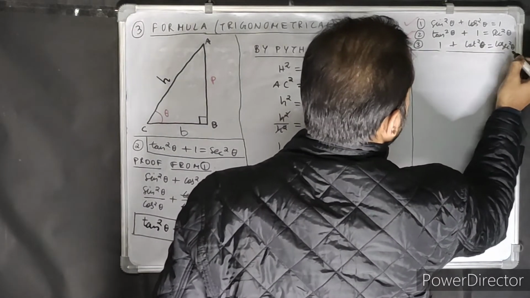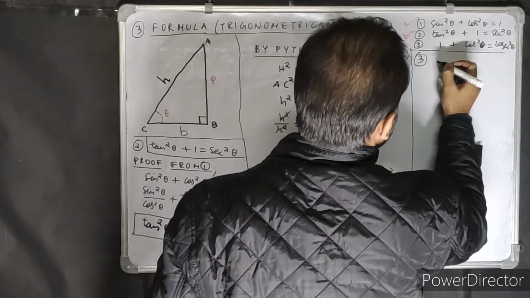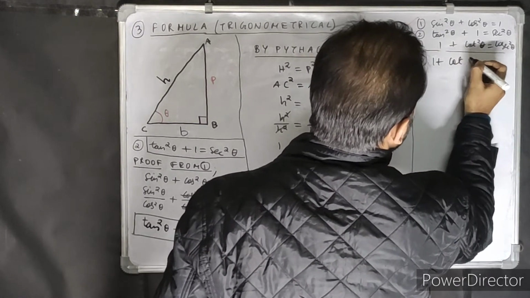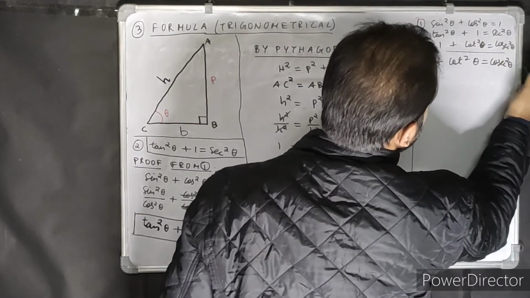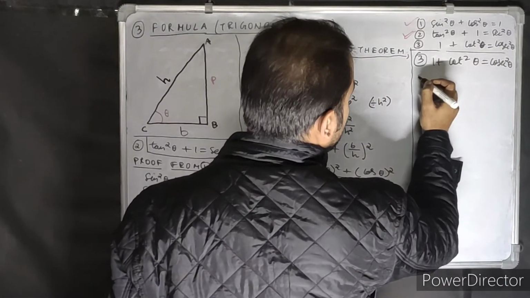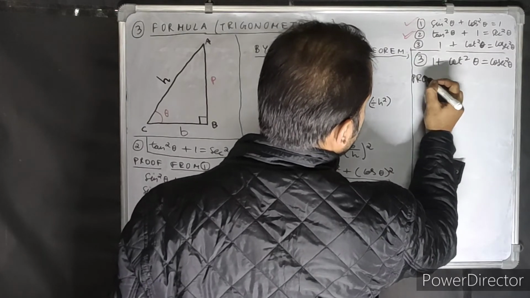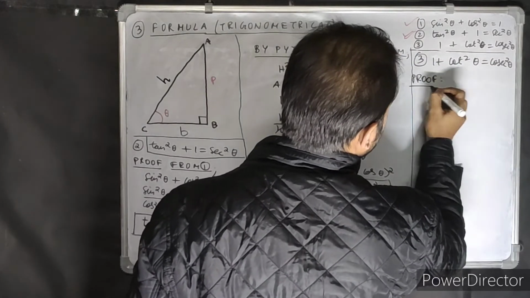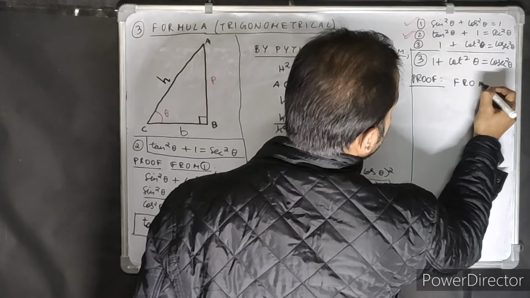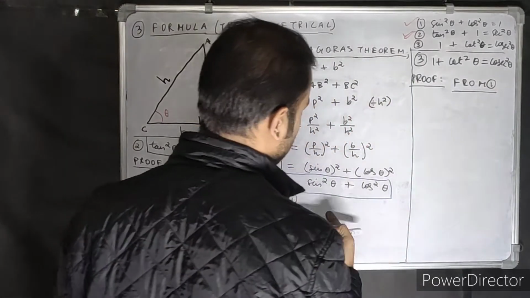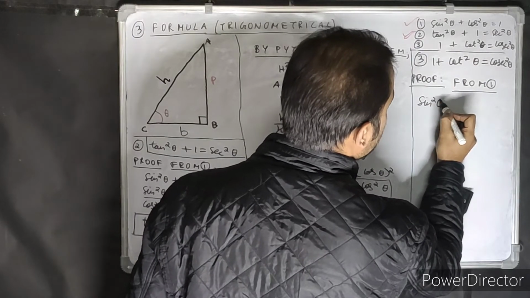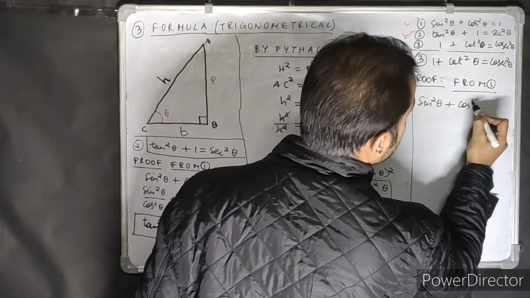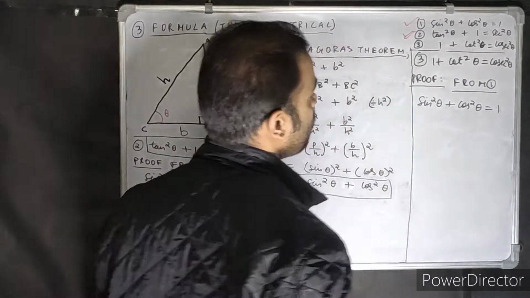Part 3, the third one: 1 plus cot square theta is equal to cosec square theta. Again write proof. Now start from 1, again from 1. Use this equation to prove both. So this is sine square theta plus cos square theta equal to 1.